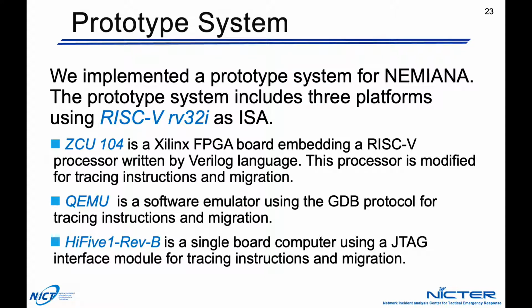Here are the debugging platforms. ZCU104 is a Xilinx FPGA board embedding a RISC-V processor written in the Verilog language. This processor is modified for tracing instructions and migration. QEMU is a software emulator using the GDB protocol for tracing instructions and migration. HiFive Unmatched is a single-board computer that provides a data interface module for tracing instructions and migration.